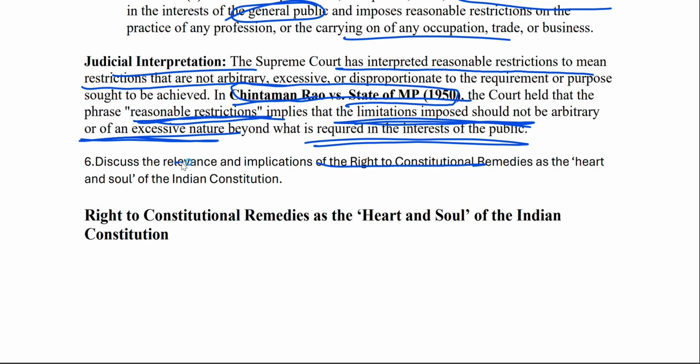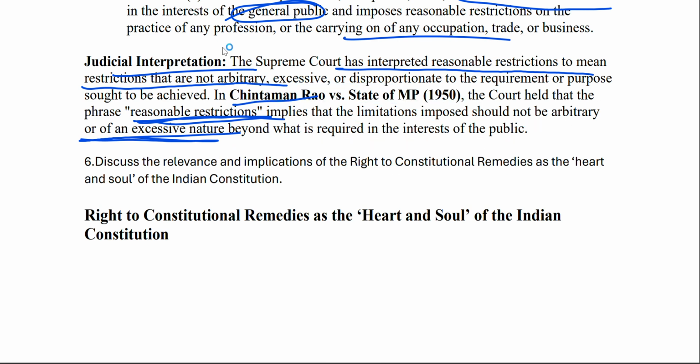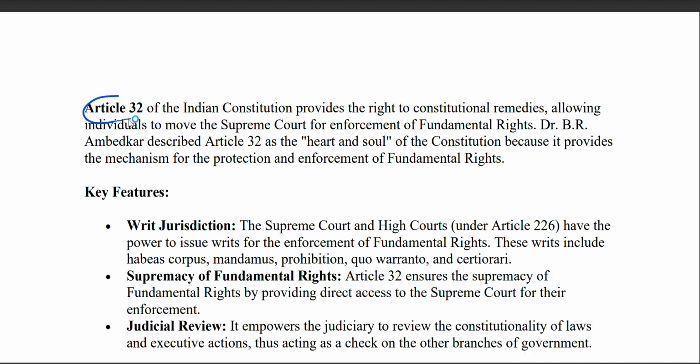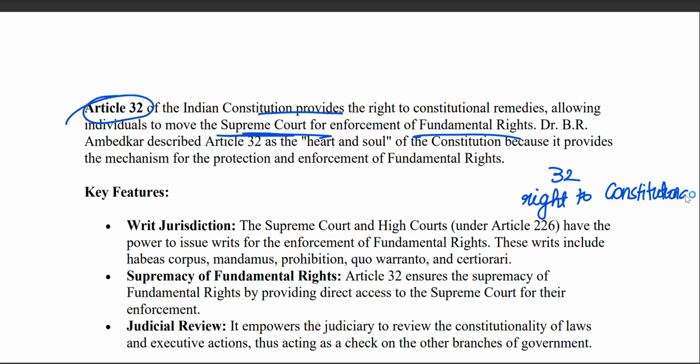Now, the next question is to discuss the relevance and implications of the right to constitutional remedies as the heart and the soul of the Constitution. So, constitutional remedies are referred to as the heart and even the soul of the Constitution. Article 32 of the Indian Constitution provides the right to constitutional remedies, allowing individuals to move to the Supreme Court for the enforcement of fundamental rights. So, Article 32 mentions the right to constitutional remedies.